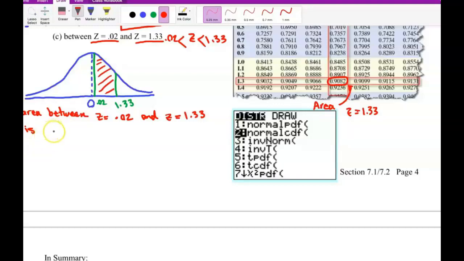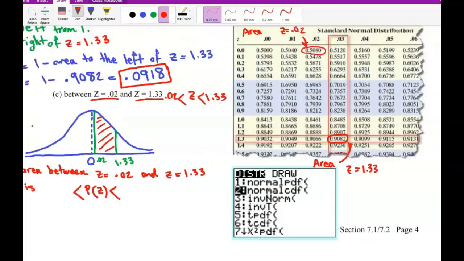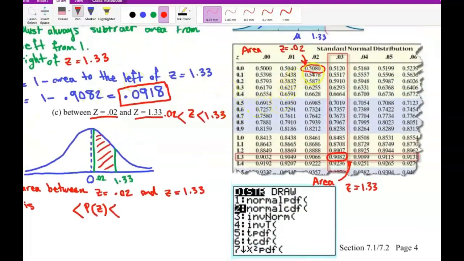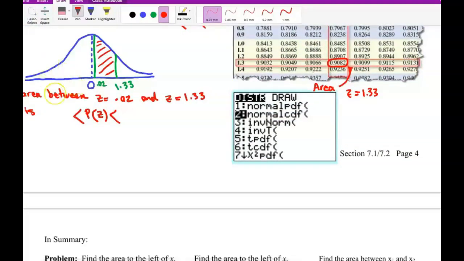You need to subtract. So I have our area, P, which means probability or area. So area based on what z-score is. Here for when z is equal to 0.02, we got this one on top, 0.5080. And for when z is equal to 1.33, we got 0.9082.